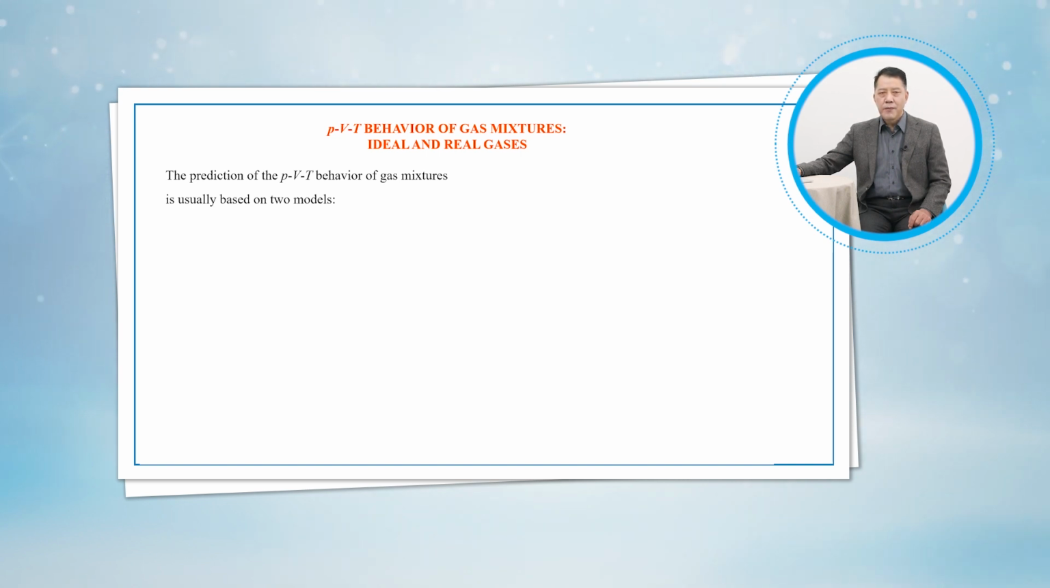Air, for example, is conveniently treated as an ideal gas in the range where nitrogen and oxygen behave as ideal gases. When a gas mixture consists of real gases, however, the prediction of the PVT behavior of the mixture becomes rather involved. The prediction of the PVT behavior of gas mixtures is usually based on two models.